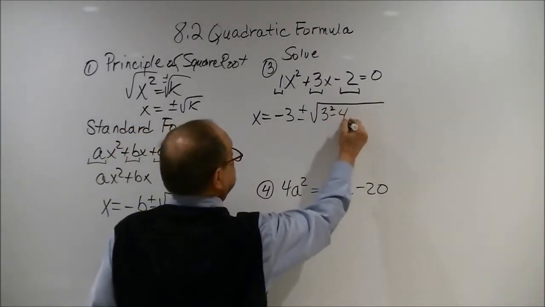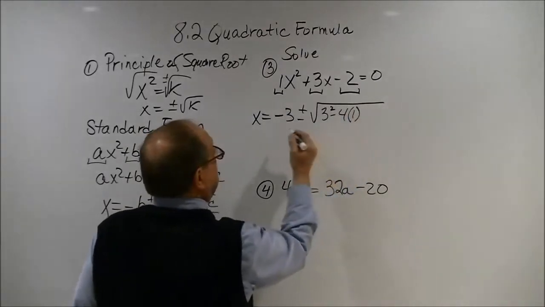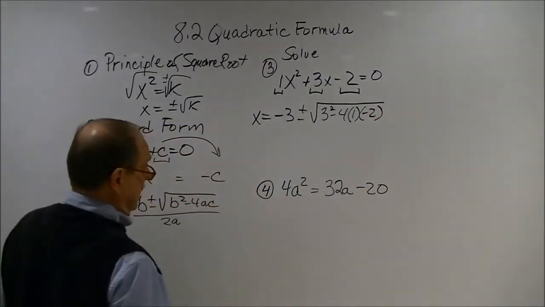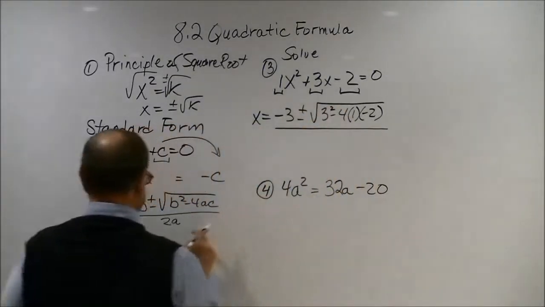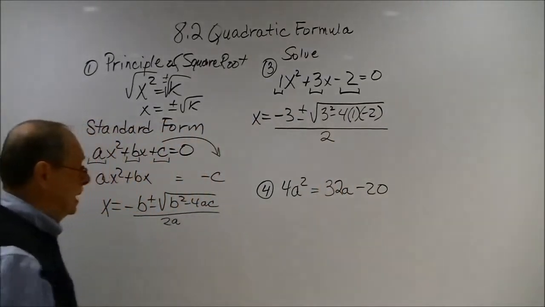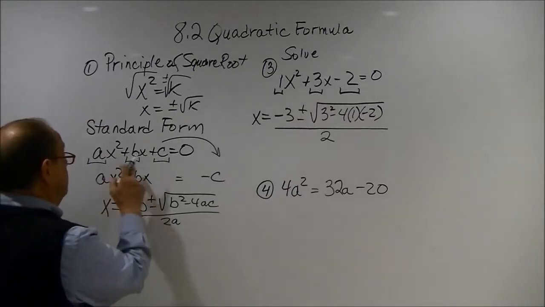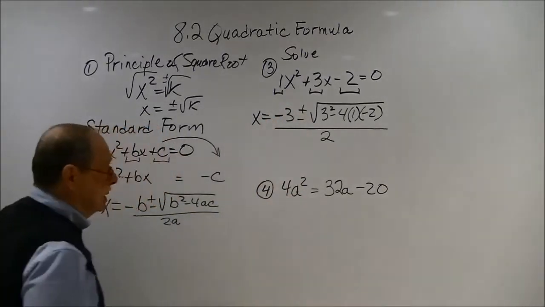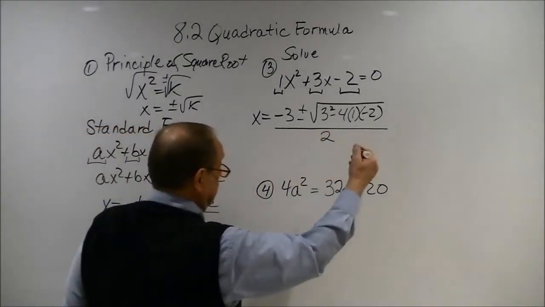Minus 4 times A, we see is 1, and C is a negative 2. And then all over 2a, 2 times 1 is 2. Okay. So we have substituted using our A, B, and C from standard form, putting it into the quadratic formula. And now it's a matter of calculation.